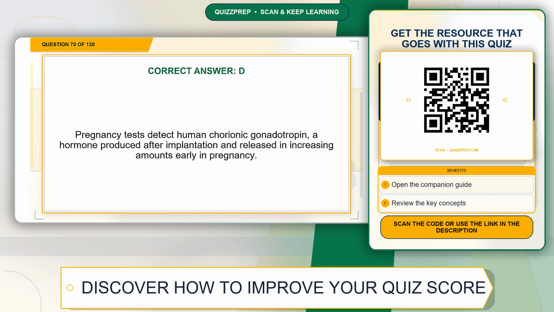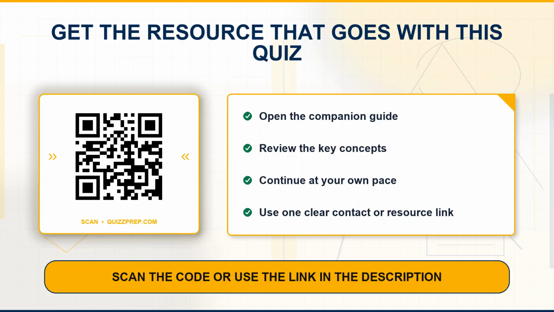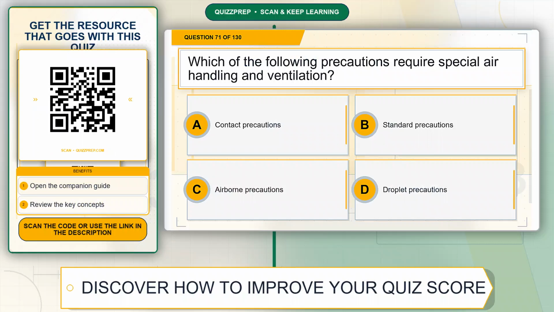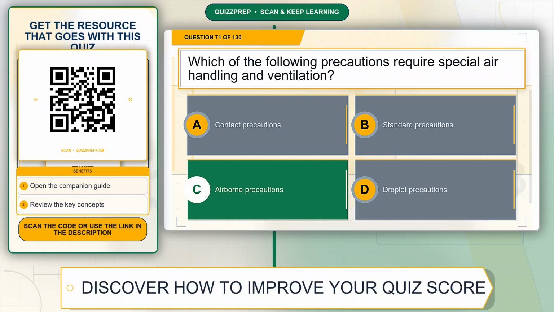Explanation. Pregnancy tests detect human chorionic gonadotropin, a hormone produced after implantation and released in increasing amounts early in pregnancy. Question 71. Which of the following precautions require special air handling and ventilation? Option A, contact precautions. Option B, standard precautions. Option C, airborne precautions. Option D, droplet precautions. The correct answer is option C, airborne precautions.